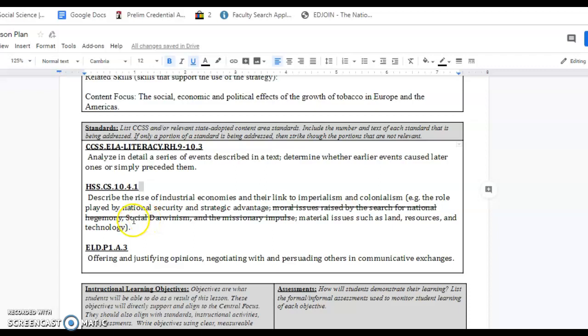As we all know, whenever we use one of these standards, we have to put the entire standard word for word, but we just cross out the things that aren't going to be included. So we are going to discuss issues such as land, resources, and technology.